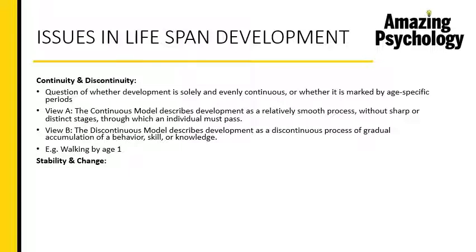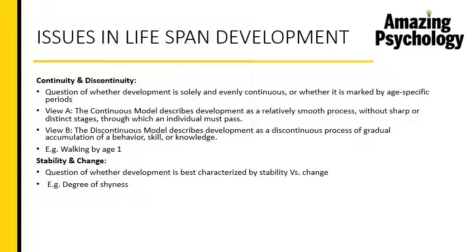Then the second issue in lifespan development is stability and change. So there the question is whether development is best characterized by stability versus change. Let me explain what that means. Everyone has certain characteristics in them, certain traits like shyness, boldness, courage, aggression. So there's a question whether the aggression or the shyness stays constant throughout the lifespan or whether it changes. And if it does change, to what degree does it change? That is the question, whether there's stable character all throughout the lifespan or whether there are changes, and if there are changes, to what degree does the change occur as a person progresses in their lifespan.